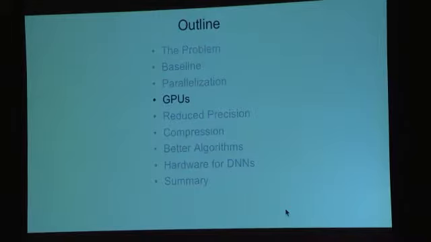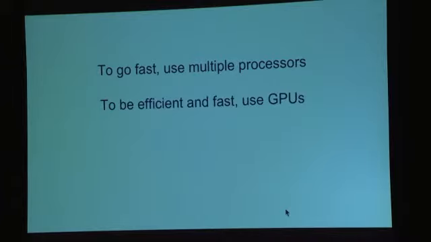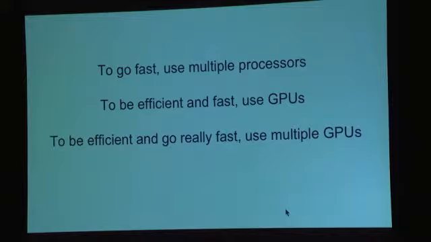So let me get to my favorite topic of this outline. You notice it's central, being right in the middle of the outline, which is GPUs. GPUs are just really cool. And so to repeat from the parallelism session, if you want to go fast, use multiple processors. If you want to be both fast and efficient, use GPUs, and I'll show some data shortly to back up the claim that they're both fast and efficient. And actually, if you want to be really fast and efficient, use multiple GPUs, because I can take all the parallelism tricks and apply them to GPUs as well.